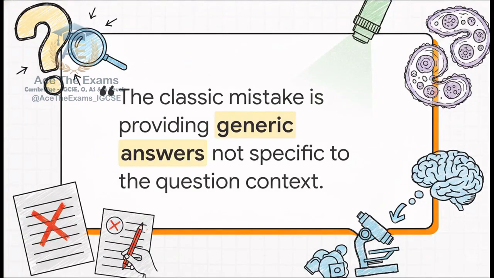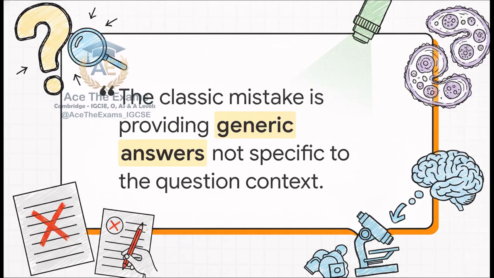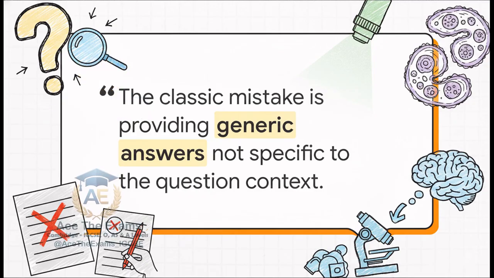Listen to this, straight from the principal examiner reports. They state verbatim, the classic mistake is providing generic answers not specific to the question context. Always link every point to the given scenario. So knowing the syllabus parameters for an electron microscope, that is nowhere near enough. You have to know how the examiner thinks and exactly what the stimulus material is demanding from you.